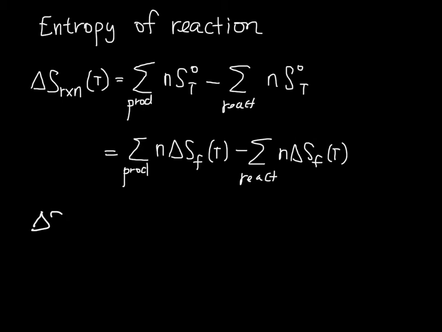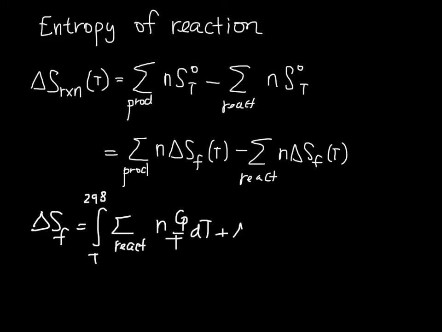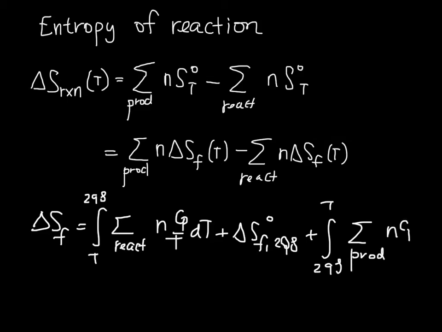And just as a reminder of how you would do that, if you had to, we integrate from T to 298, summing over all of the reactants, n Cp over T dT, and then we have the entropy of compound formation at 298, and then the integral from 298 to T of the sum of the products, rather, n Cp over T dT.